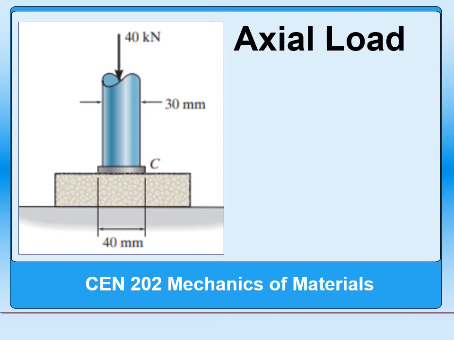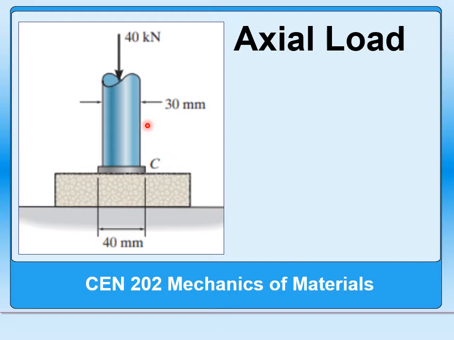In this unit, we're going to be looking at axial loads. Axial loads are any loads applied to a member along their axis. And if we take a look here on the left, we can see an example of an axial load. Here we have a column on a concrete base. We have applied load, dimensions, etc. And one of the things we want to know is what happens when this load is applied.